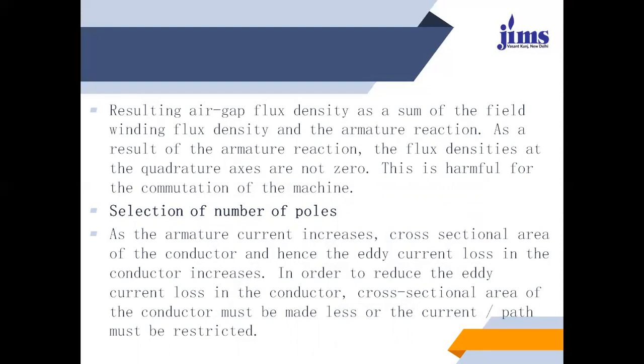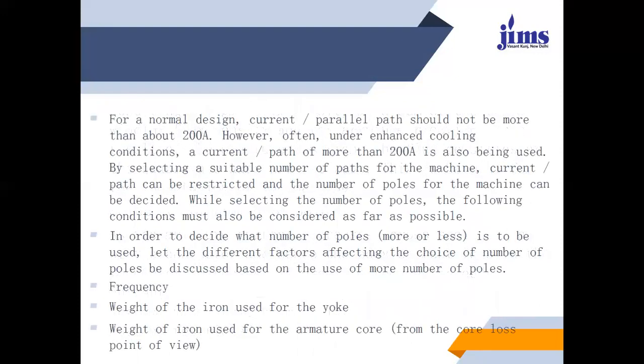As the armature current increases, the cross-sectional area of the conductor, and hence the eddy current loss in the conductor, increases. In order to reduce the eddy current loss in the conductor, the cross-sectional area of the conductor must be made less, or the current per path must be restricted to a specific value. For a normal design, current per parallel path should not be more than about 200 ampere. However, often under enhanced cooling conditions, a current per path of more than 200 ampere is also being used.